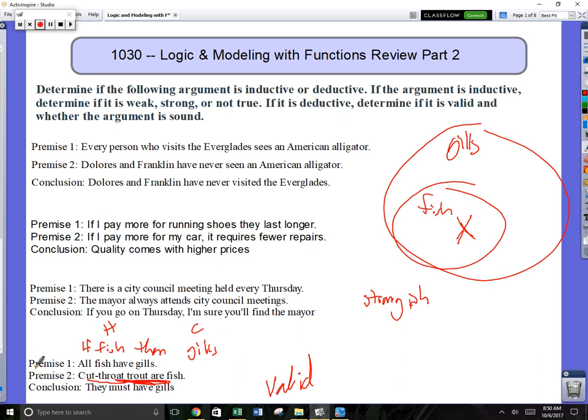And my first premise, I think that's true unless you find some kind of fish that does not have a gill. Some kind of weird species of fish. So for all fish, you'd have to Google it, there may be a fish that does not have a gill. But if they do, then it is going to be a sound argument.